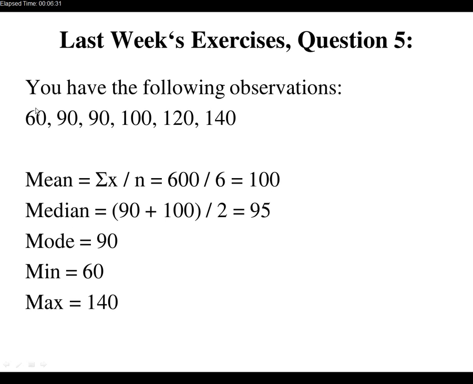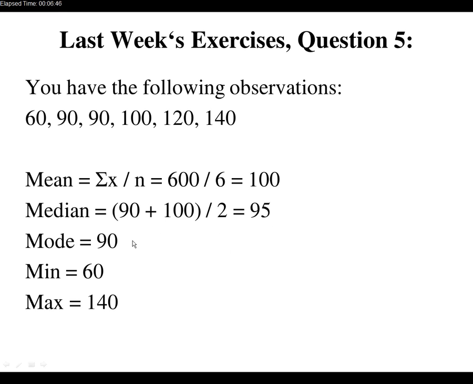The median, don't forget, we have 1, 2, 3, 4, 5, 6. It's even again, so we divide by 2 and come up with a median of 95. And you know how to do this in SPSS, and if you want to check your work, go ahead and do it right in there.